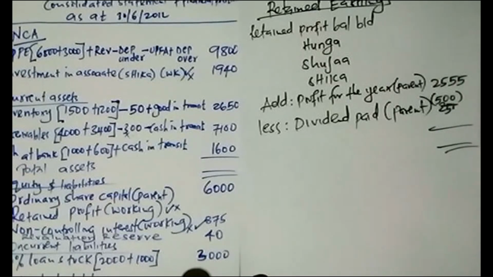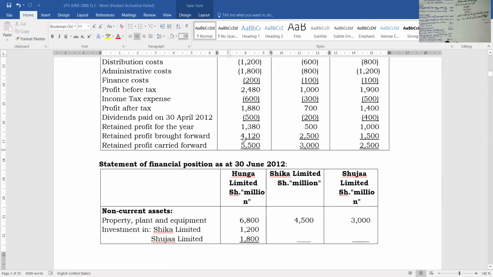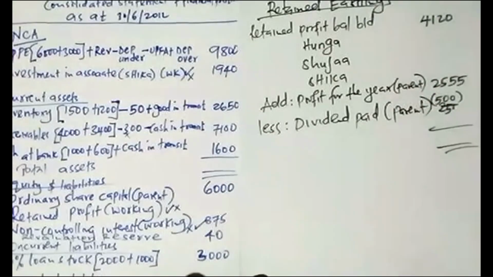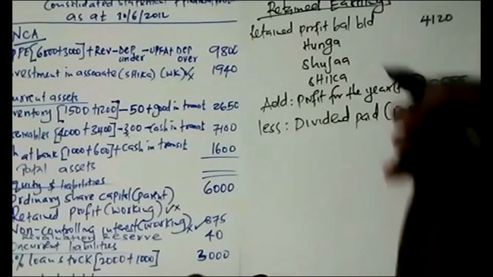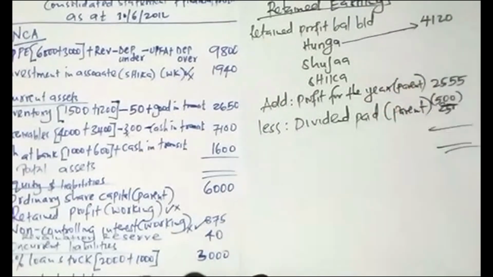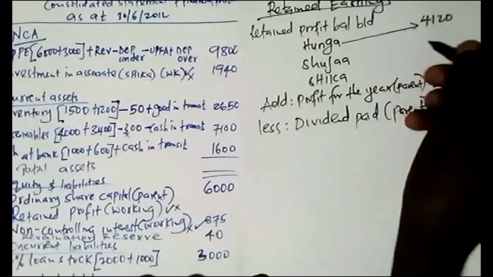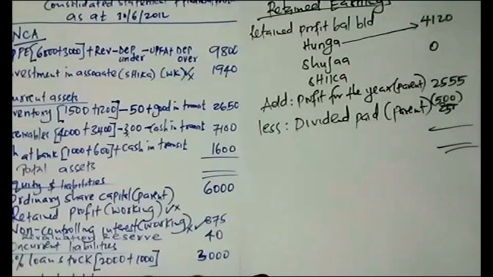Then for the balance brought down of Unga, that one is also direct from the income statement. Retained profit brought forward, this one down there, the second last row. So retained profit brought forward is 4120. Remember that this one is for the parent. Then for Shuja, it will be 0, because Shuja was acquired during the year.